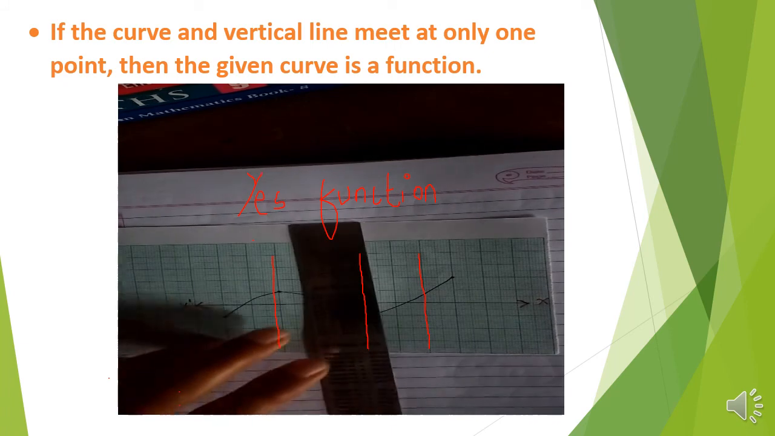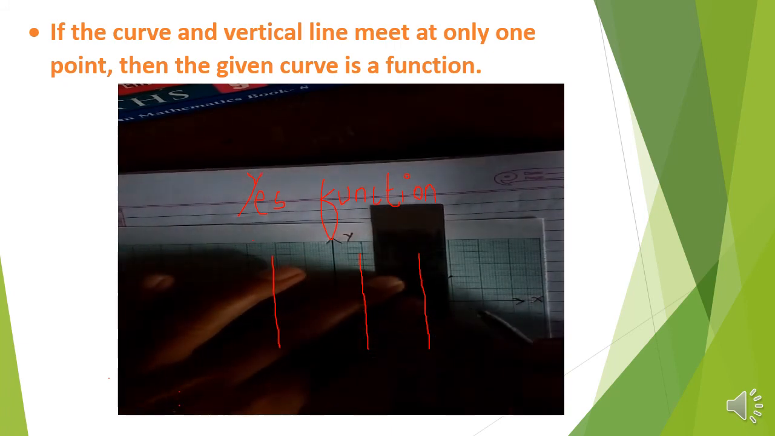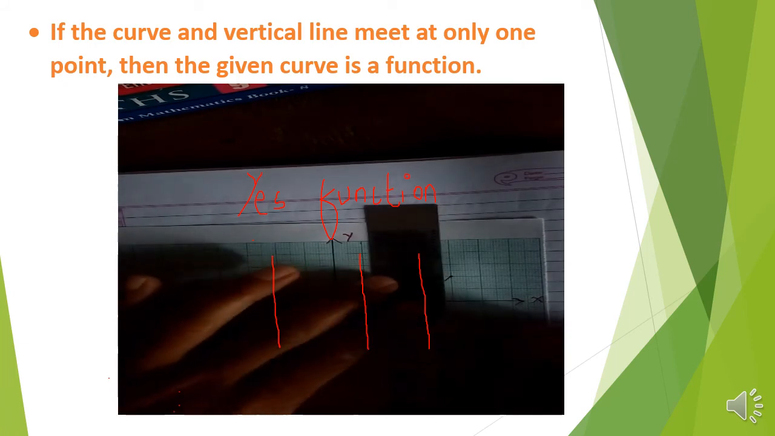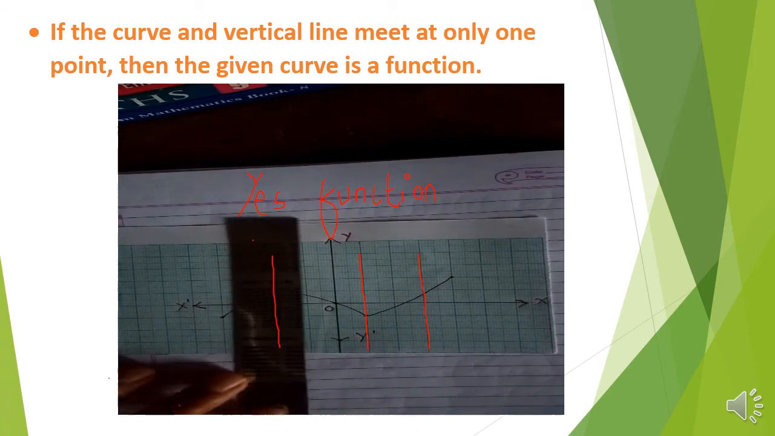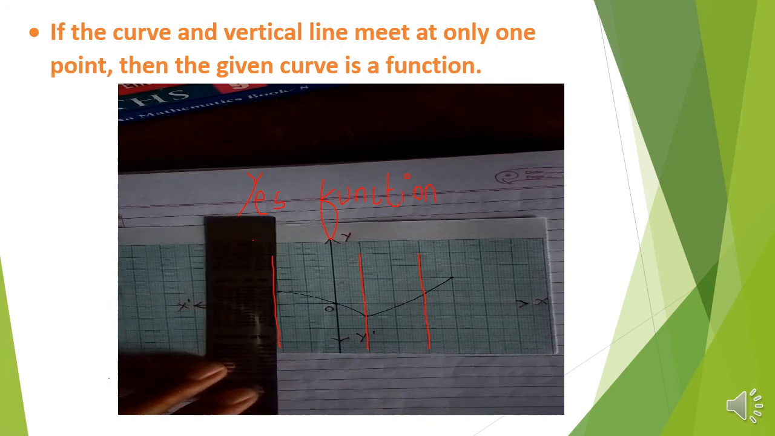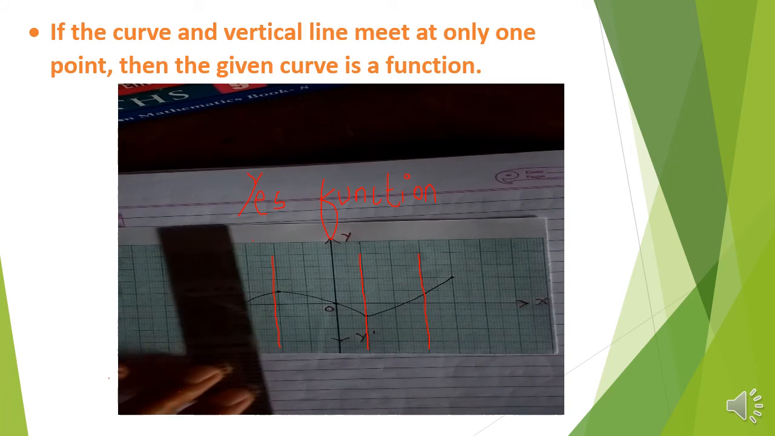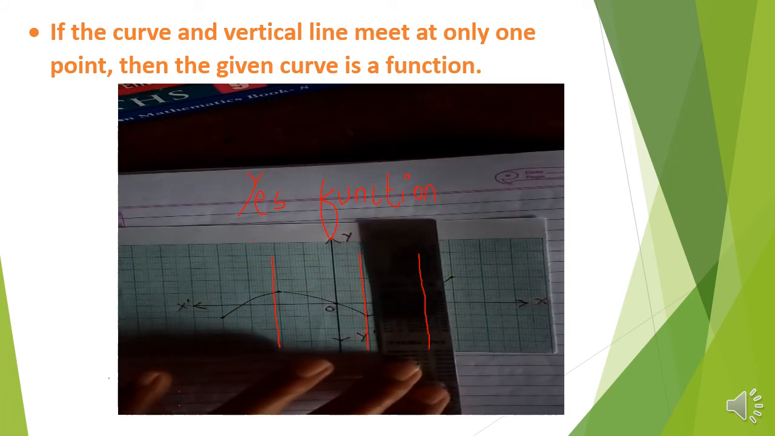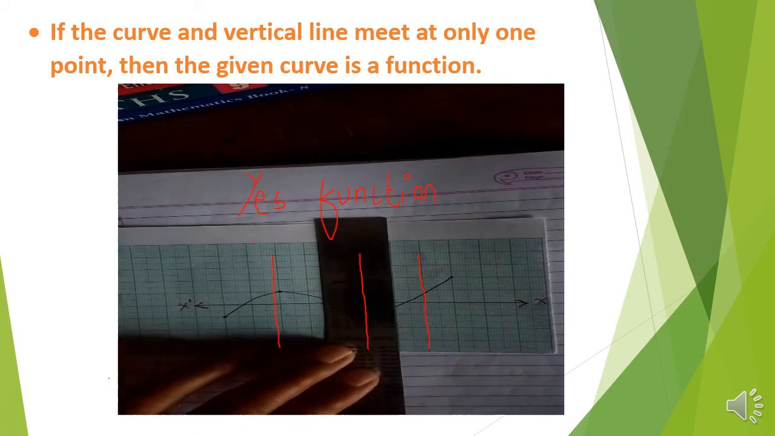We can draw a line from anywhere. From here also, it touches the curve at only one point, and no other point. If we draw a vertical line from another point, from here also, the curve and the line will intersect or meet at only one point. At any point of this curve, if I draw a vertical line, then the line and the curve intersect at only one point. So this curve is a function.